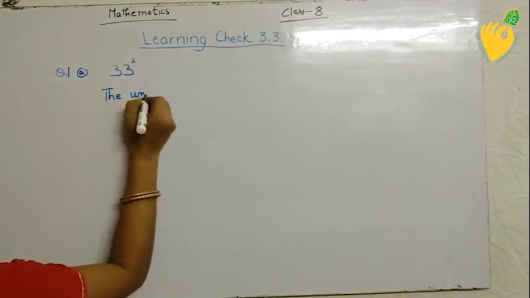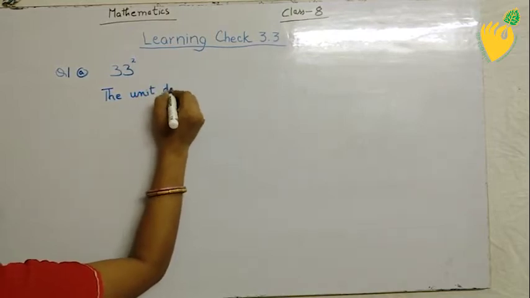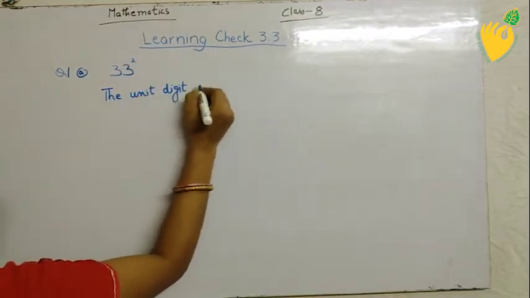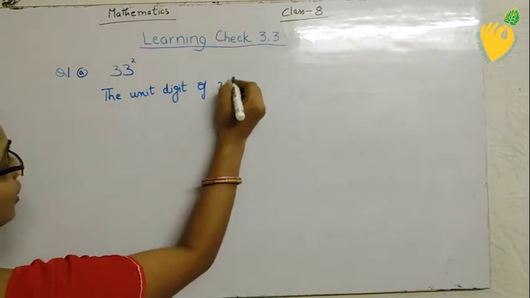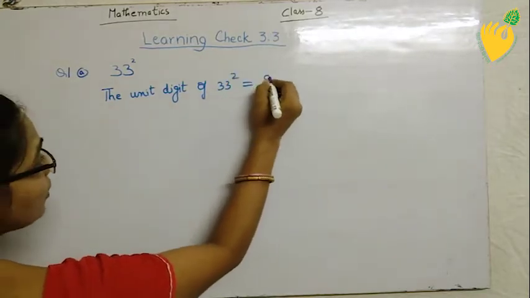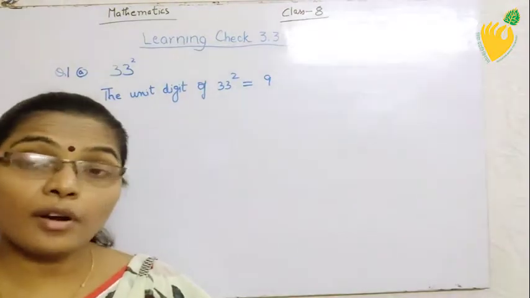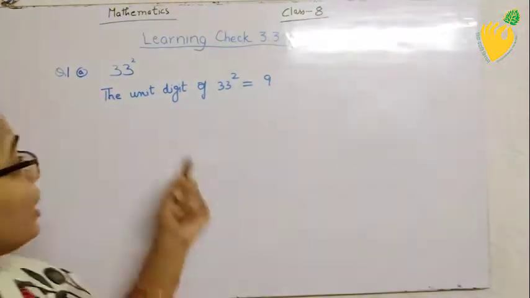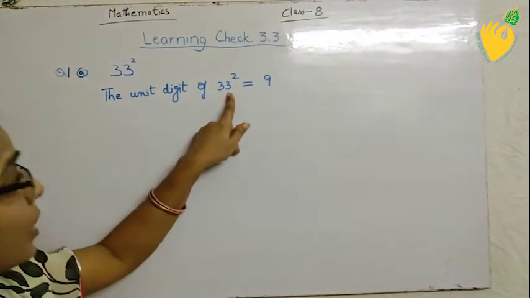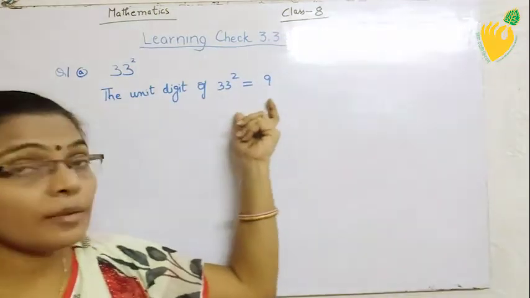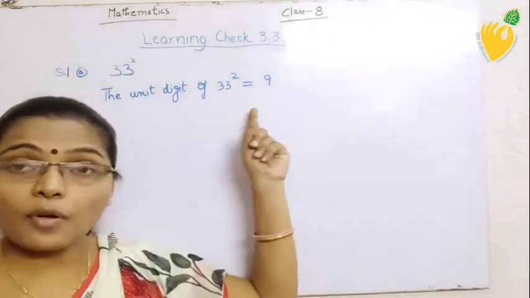The unit digit of 33 squared, students, will be 9. Why? Because it is one of the properties that we have already read, that if any number ends with 3, then the square of that number will end with 9. This is from that property.